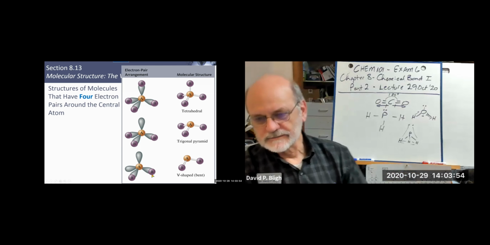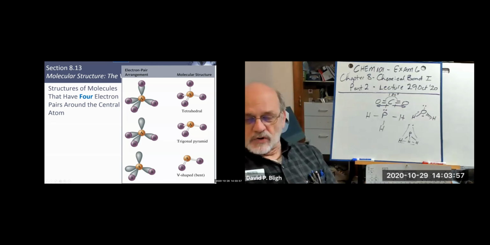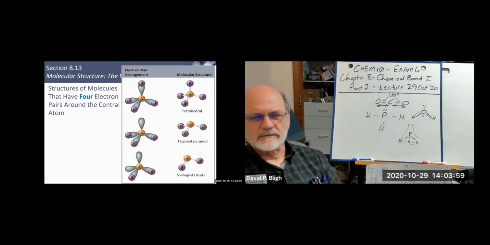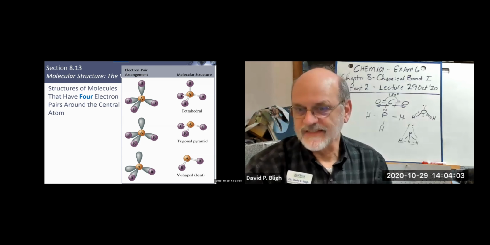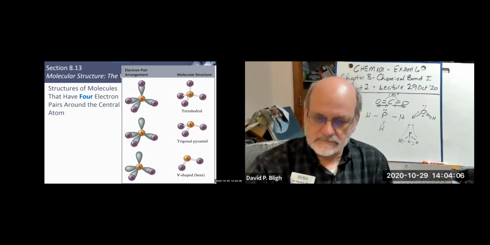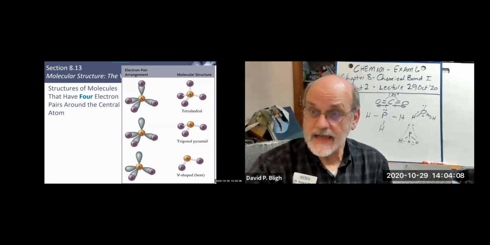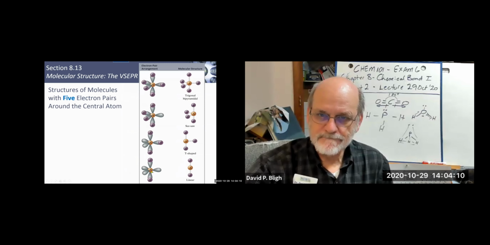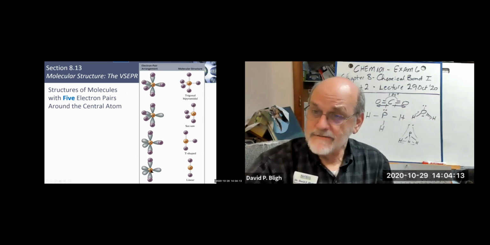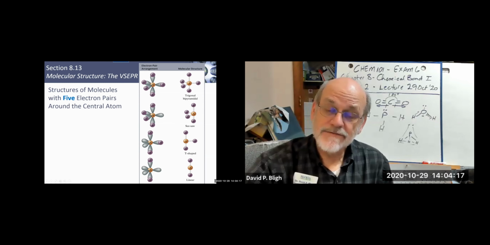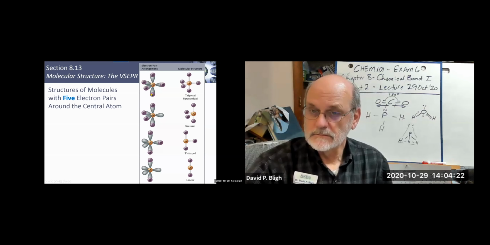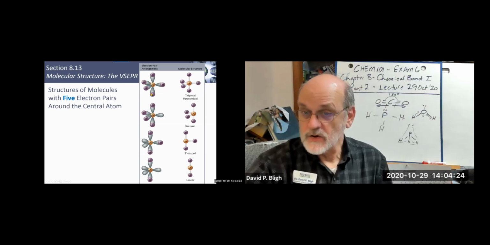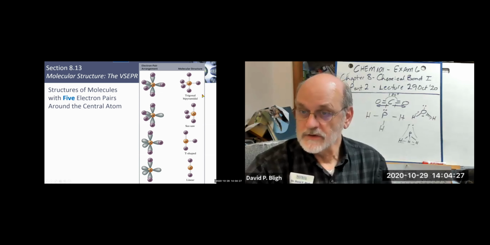I like bent. But some books say V-shaped. Some of them say angular, which could be almost anything. I like bent. That's our water molecule. That's an example there. Okay, what if we have 5? Right, we have 5, 1, 2, 3, 4, 5, and they're all occupied with an atom. Well, now you have a trigonal bipyramidal molecule as well.